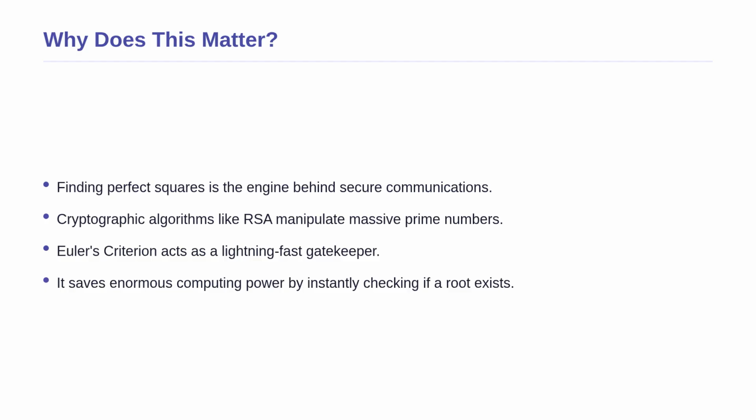This brings us to an important question. Why do computer scientists care so much about this? In the modern digital world, finding perfect squares in modular arithmetic is the hidden engine behind secure communications. Algorithms like RSA constantly manipulate massive prime numbers. Before a computer wastes precious processing power trying to calculate a complex square root, it uses Euler's criterion as a lightning-fast gatekeeper. Without this rapid sorting mechanism, modern public key cryptography would be far too slow for everyday internet use.